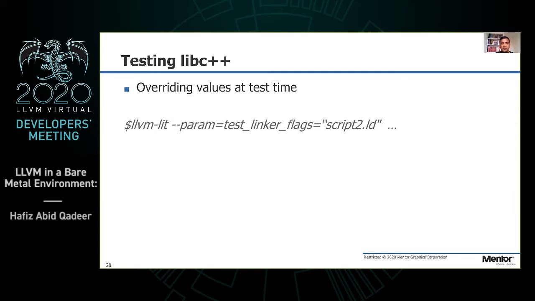This facility is not available for compiler-rt, where if you try to override some of the things like the executor or the compile flags on the command line, it will still use the values that were given at CMake time. I have a patch for review, and that should at least solve this issue for the emulator.